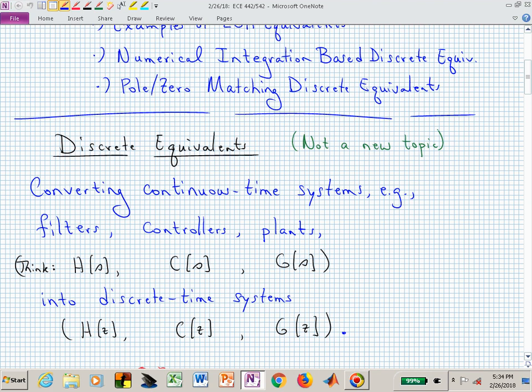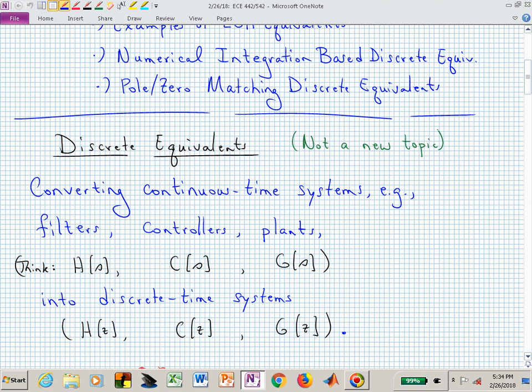We might have a system, an airplane, a car, some electromechanical system that we're trying to control. That might be our plant. And it may be an analog system or a system in discrete time. We, for whatever reason, might want to convert each of those types of analog systems into a discrete time version. So we might have a filter that's a discrete time filter, capital H of Z.